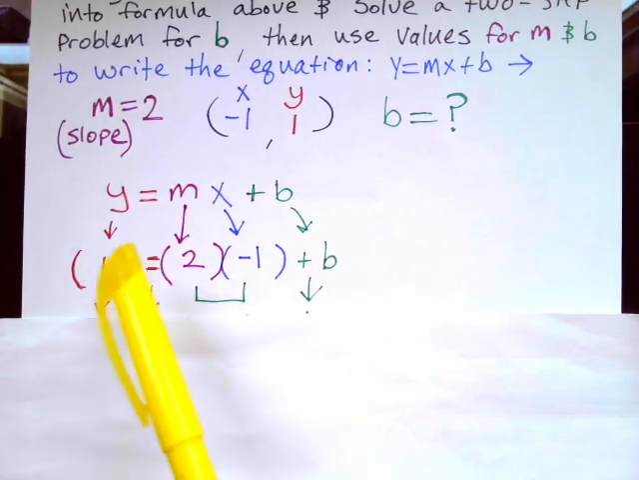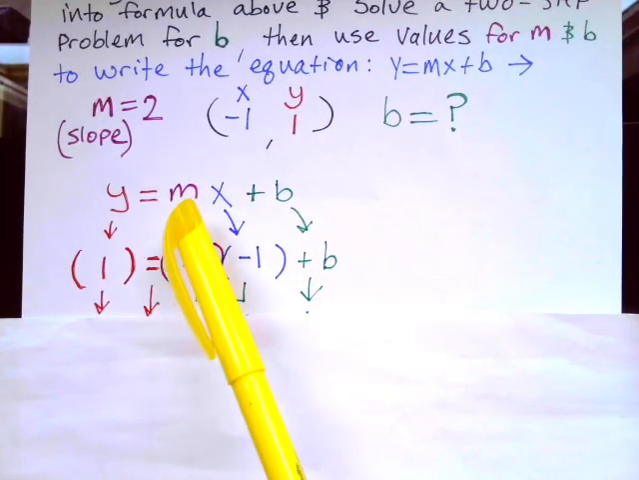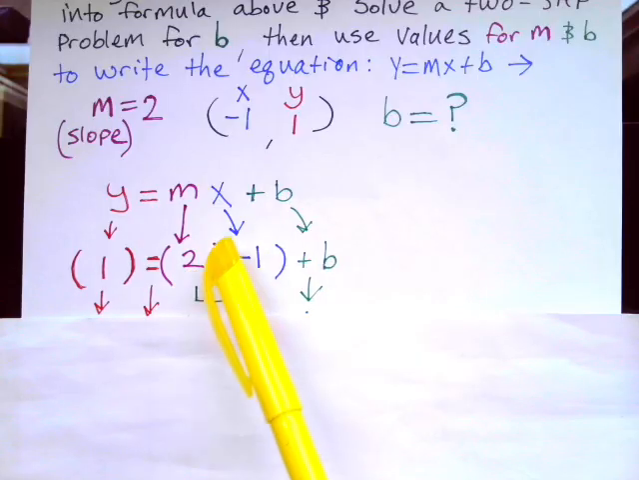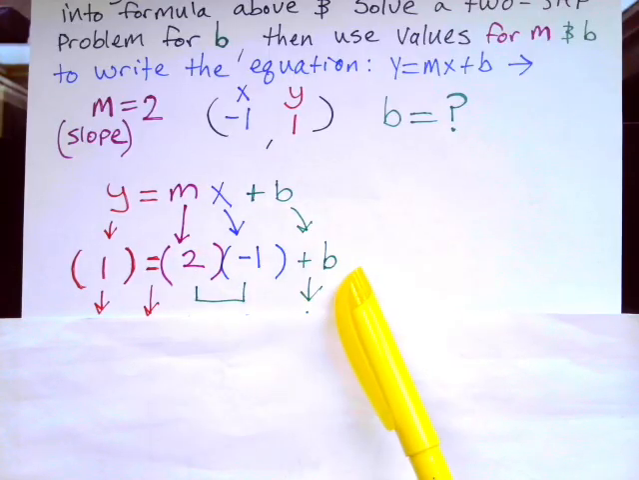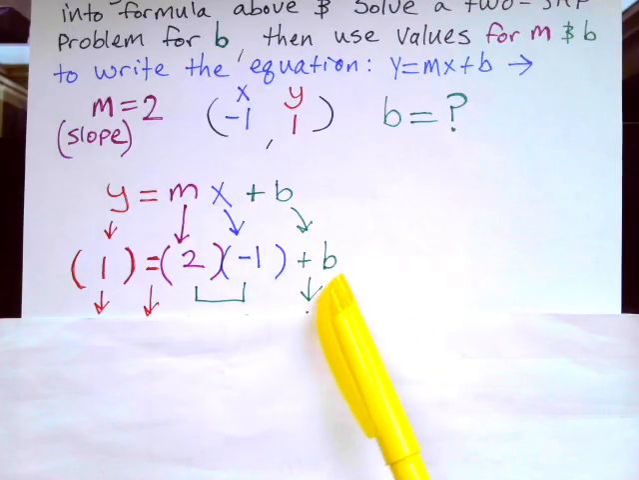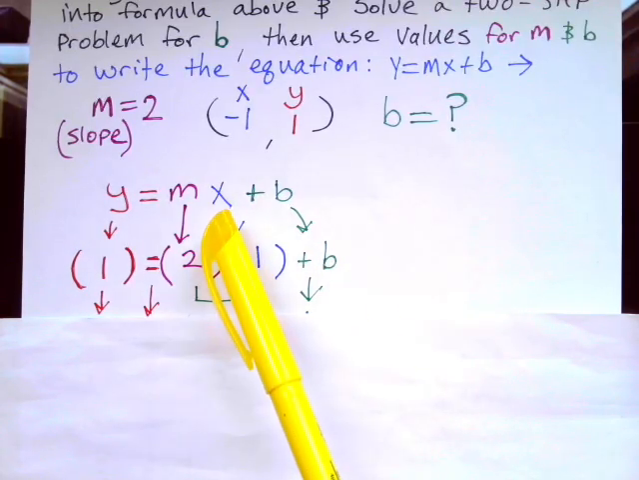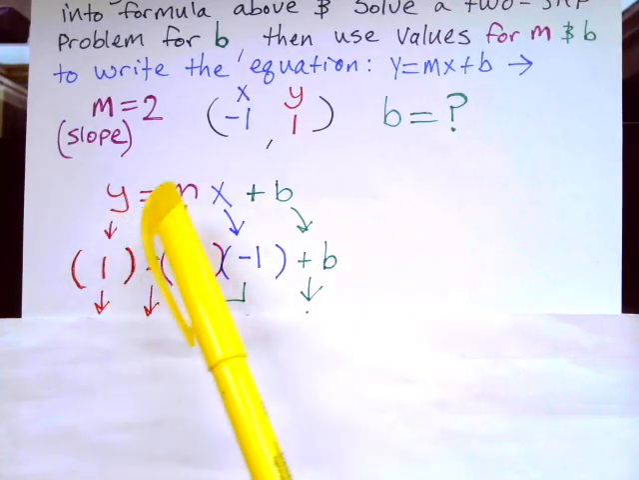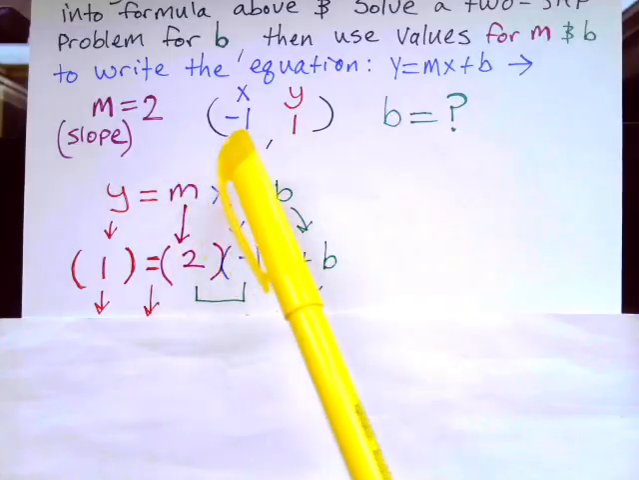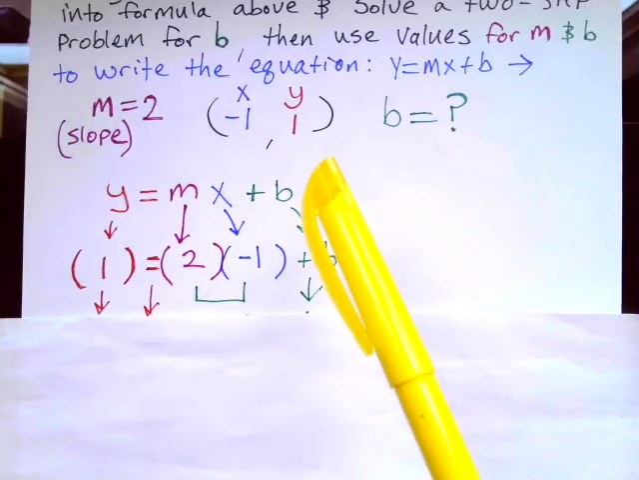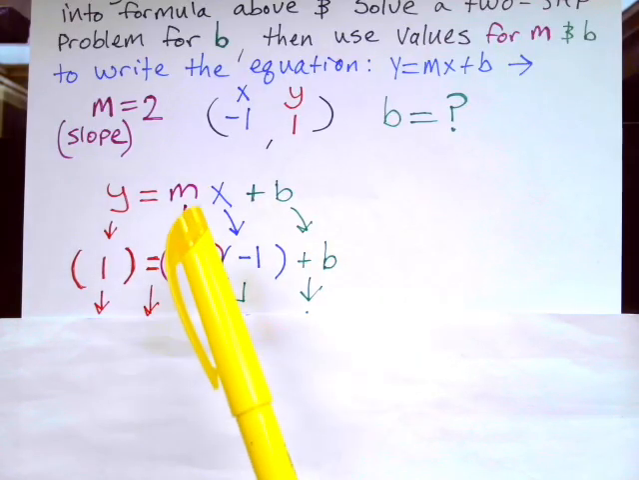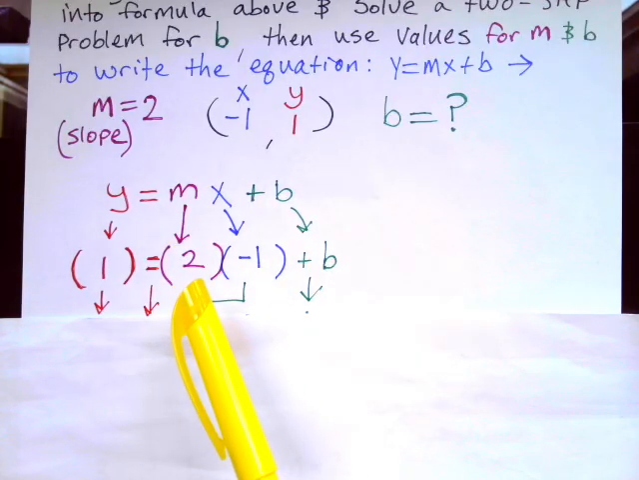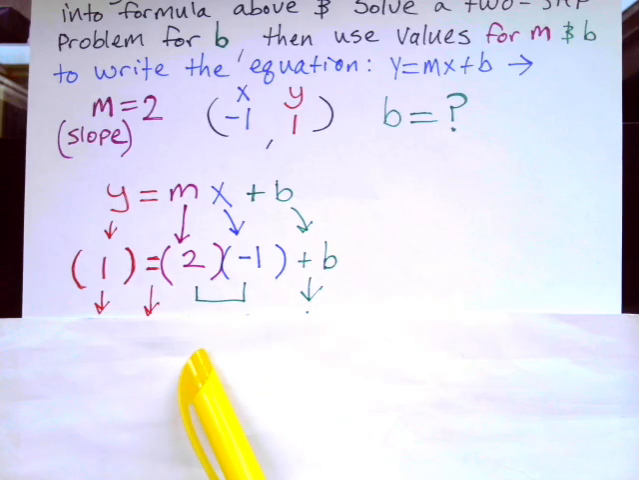Okay, so my y value was a positive 1, my m value slope was 2, and my x value was a negative 1. My b value, I don't know. I'm going to solve for that. And remember, they gave me the x and the y in the coordinate point on the graph in the original question. If you need to review that, please help yourself. And they also gave me the slope, 2, in the original question.